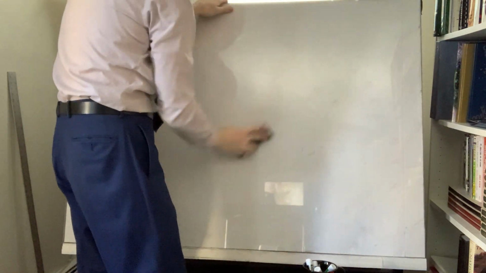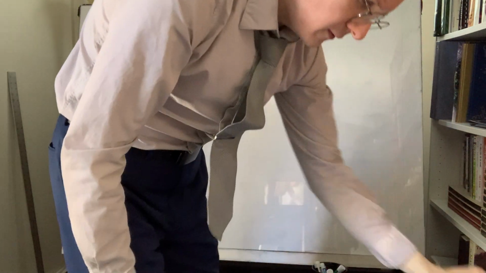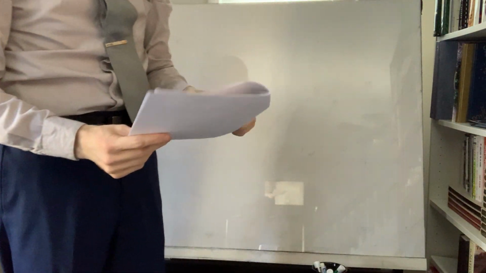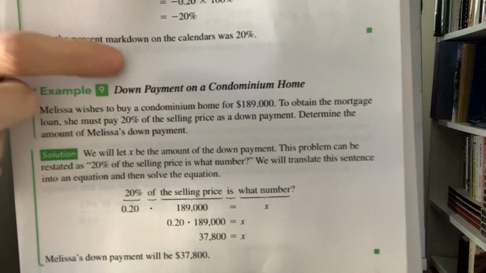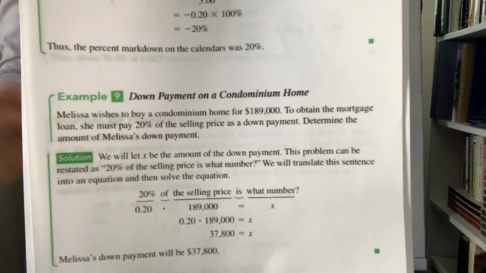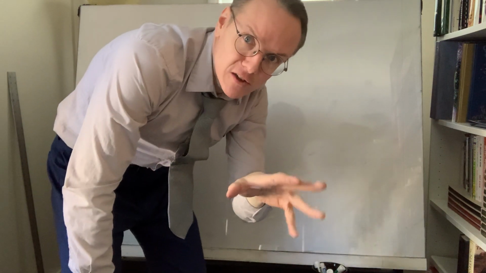This is a good exercise in rephrasing as well. Now, if you look at number 9 here, this says a down payment on a condominium home. I'm going to read it to you as it is actually written, but then I can't stress the importance enough: take a little artistic license.